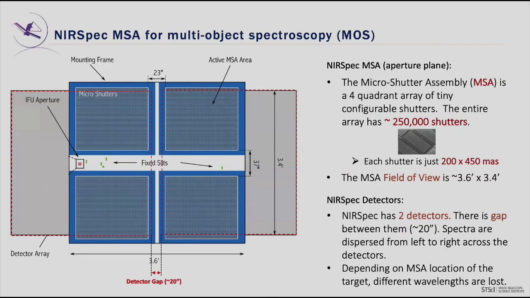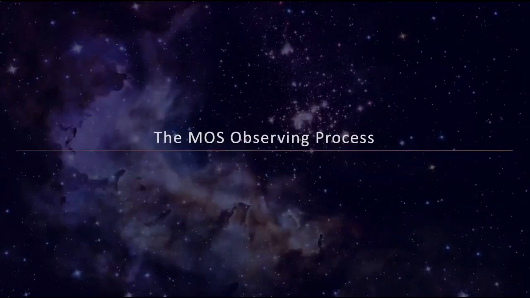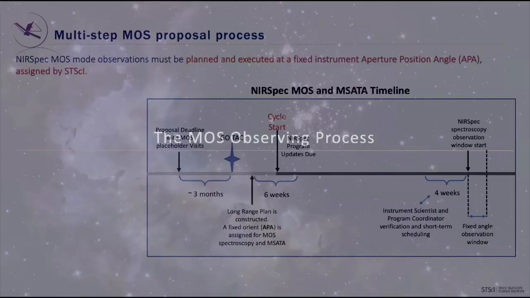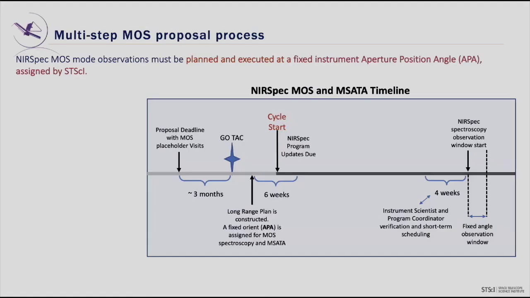So there's a planning tool that we've created to help plan around these obstacles. First, I want to say some words about the MOS observing process. It entails a multi-step process, and that is because we need to be able to assign an aperture position angle for the flexibility of scheduling MOS observations, and final plans can't be made until that aperture position angle assignment is made by Space Telescope Science Institute.